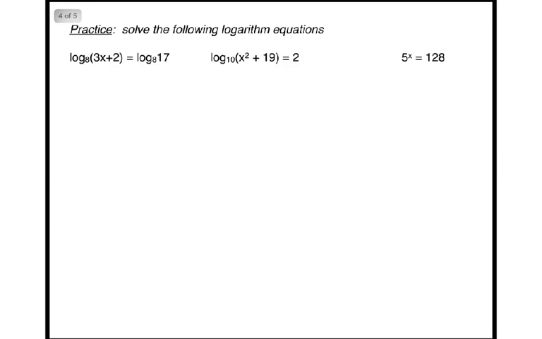Here are some practice problems to solve the following logarithm equations. Notice you have one of each. One equation where the log base is the same on both sides. Another equation where you have to rewrite it from a logarithmic expression into an exponential expression. And then an equation where you have an exponential expression and you have to rewrite it as a logarithmic expression. Go to the next screen to see the answers.